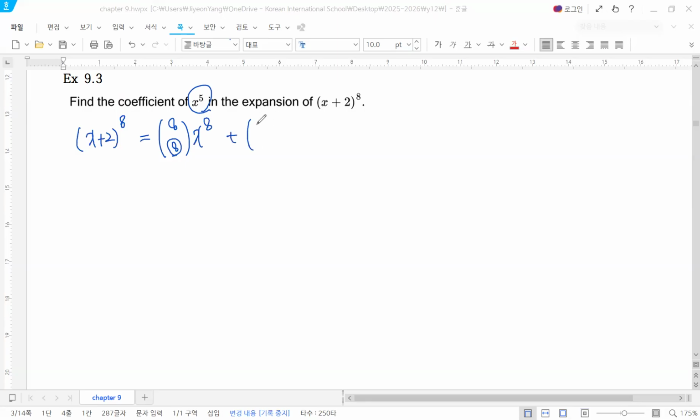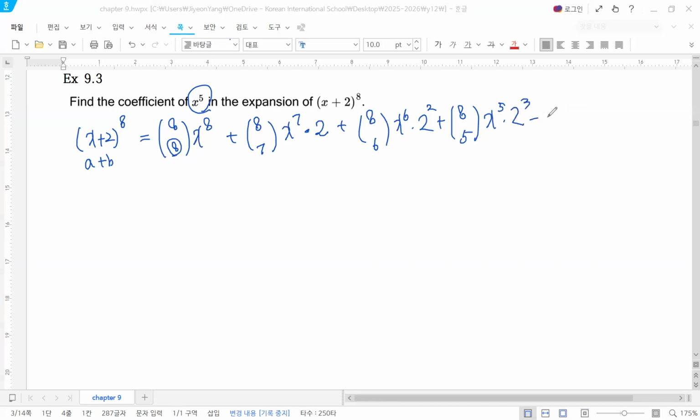And then what's the next one? 8C1, then x to the power of 7, and then 2 to the power of 1. Understand? Because instead of b, there is 2. Students, please tell me if you understood or not. Plus, and then please say the next one. 8C2, x to the power of 6, and then 2 squared. Very good. 8C3, and then x to the power of 5, and then 2 cubed, plus dot, dot, dot, dot, dot.